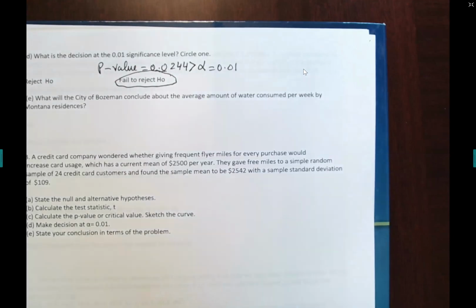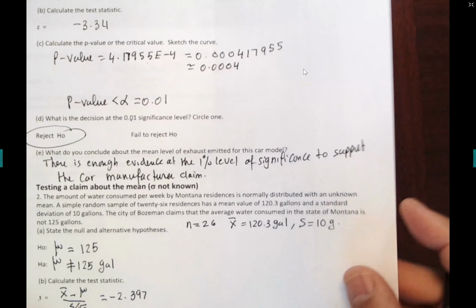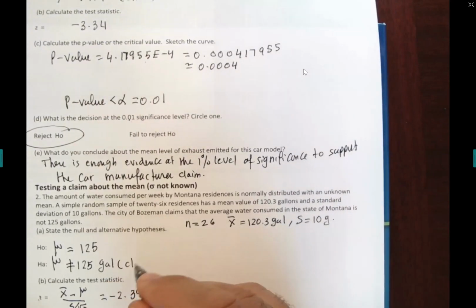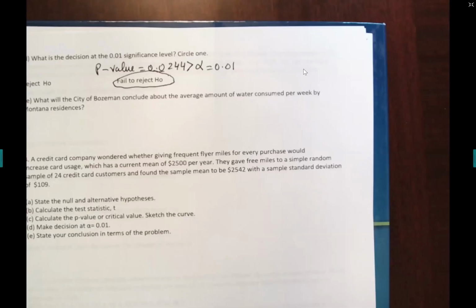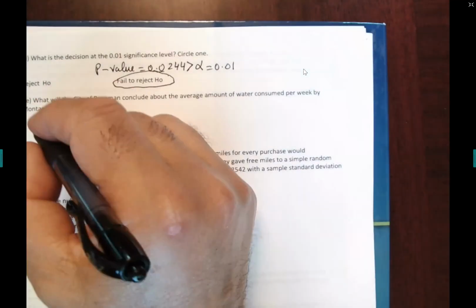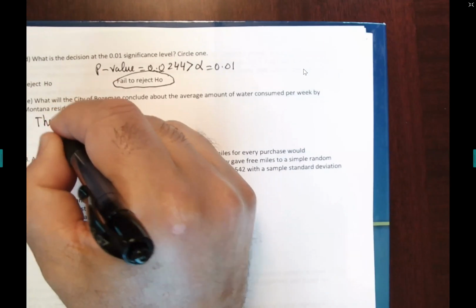And I forgot here to put where the claim is. They say the mean is not 125 gallons. So this is where the claim, guys, is. We could not reject H0 and your claim happened to be in HA. That means you cannot support the claim. There is not enough evidence.